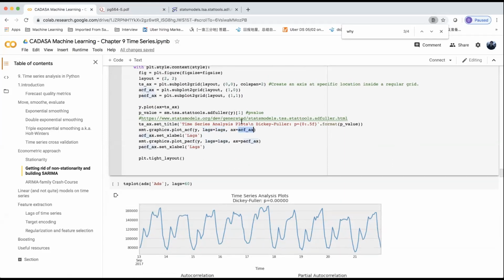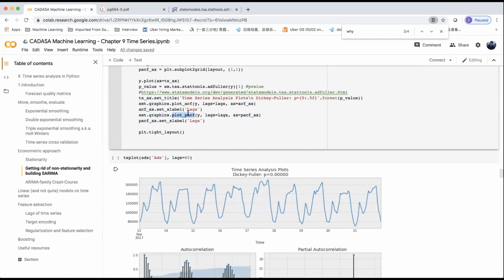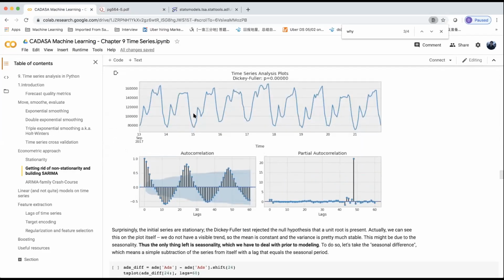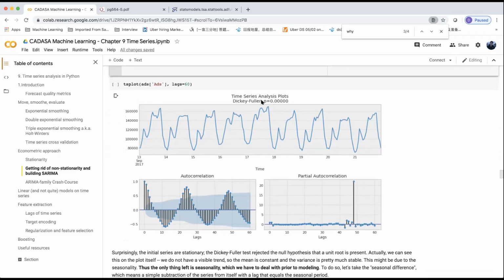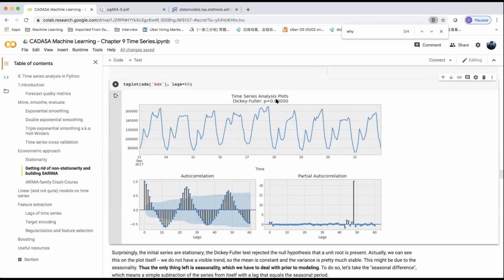And here, which position do you want to fix the graph to? This is the position of the ACF graph, so we set the axis equal to that. The same happens here for plot_pacf. Okay, so after the plot, we're going to have this. This is the time series we had previously, which is the same. This is the autocorrelation, and that's the partial autocorrelation here. As you can see, the p-value equals 0. If the p-value equals 0, my question for you guys is: do we have a random walk problem or not?